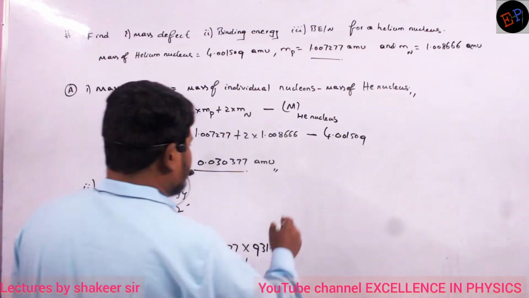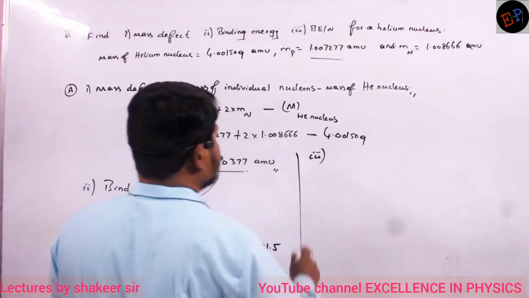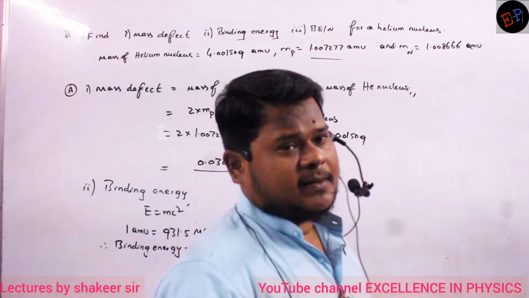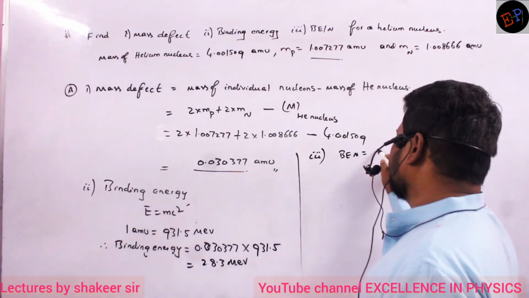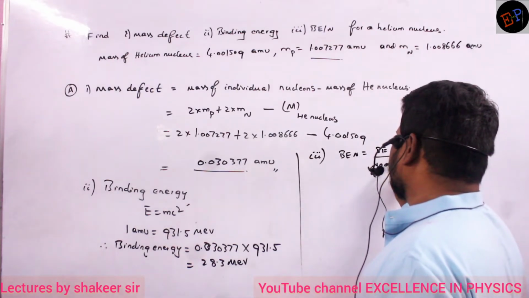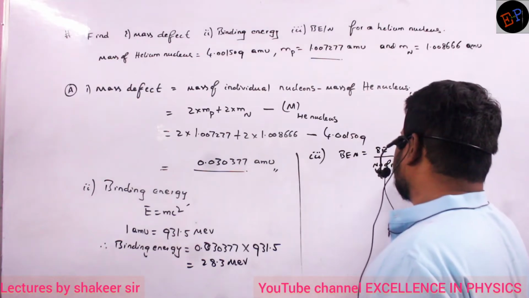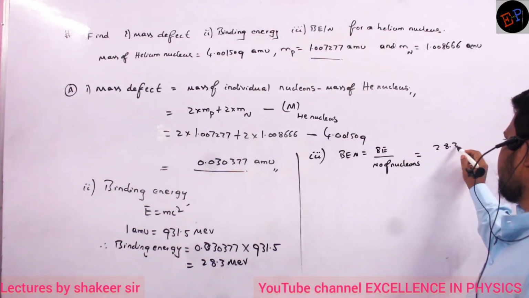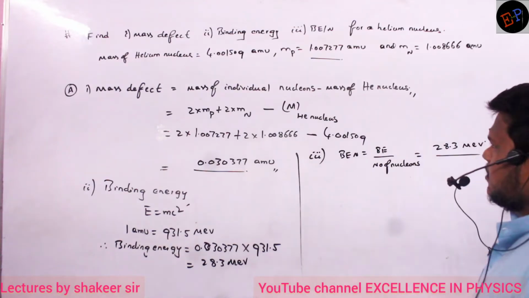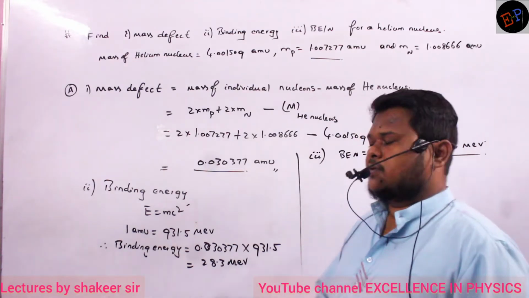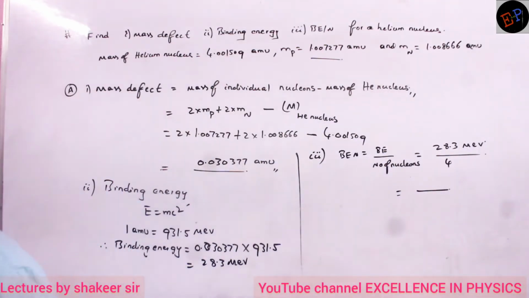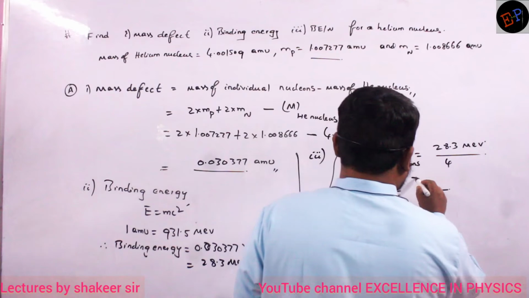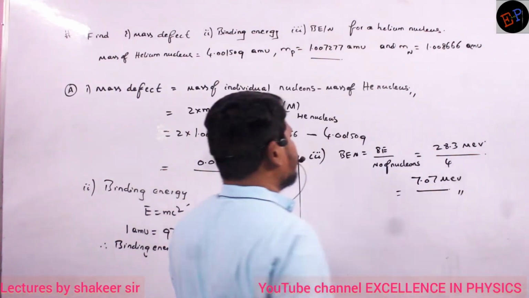Then what is the third question he is asking? The third is BEN, binding energy per nucleon. BEN is binding energy divided by the number of nucleons. The binding energy is 28.3 million electron volts, divided by the 4 nucleons present in the helium nucleus. The answer is 7.07 million electron volts. This is how we have to do the calculations.